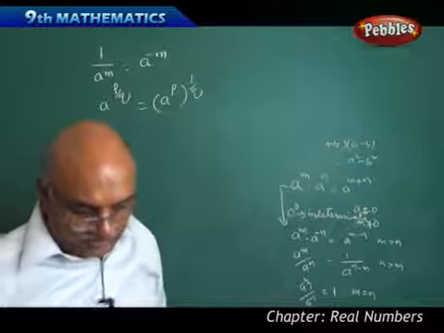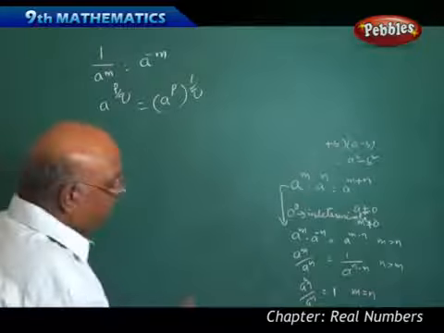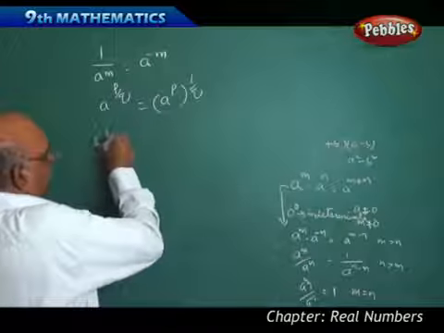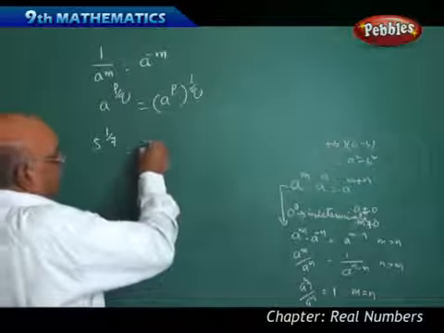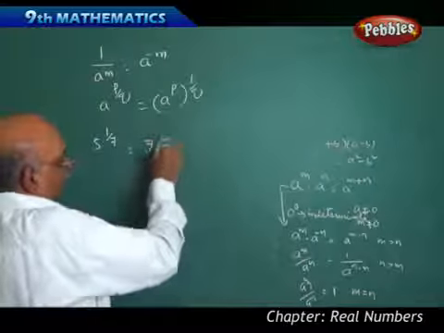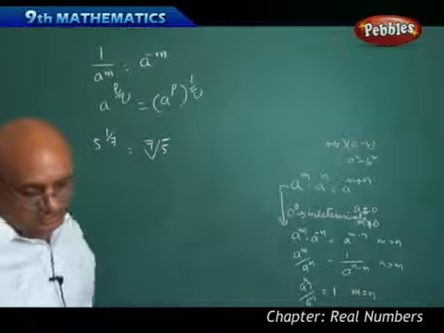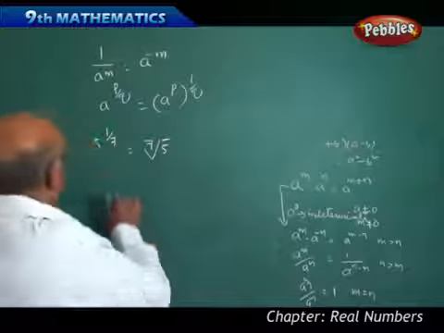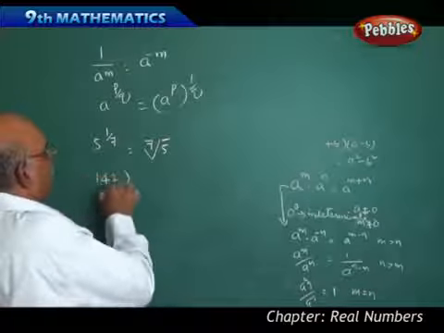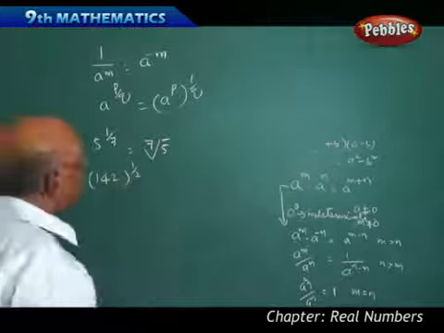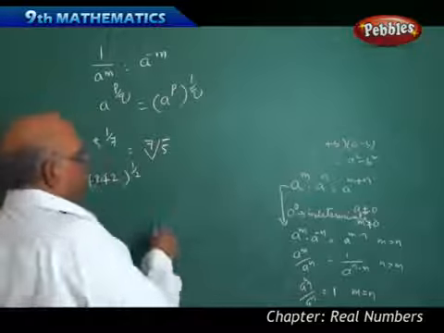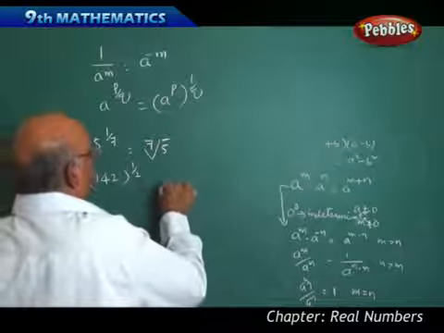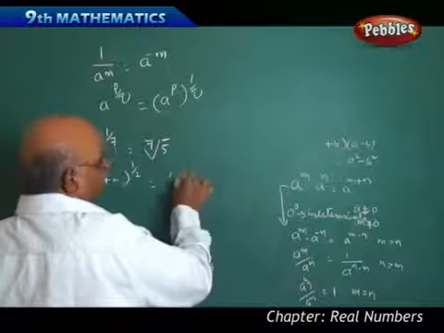Suppose I have 5 to the power of 1 by 7. I can write it in the form of the 7th root of 5. This is called a 7th degree surd. In the same manner, if I take 142 whole to the power of 1 by 2, I can express it as the square root of 142.